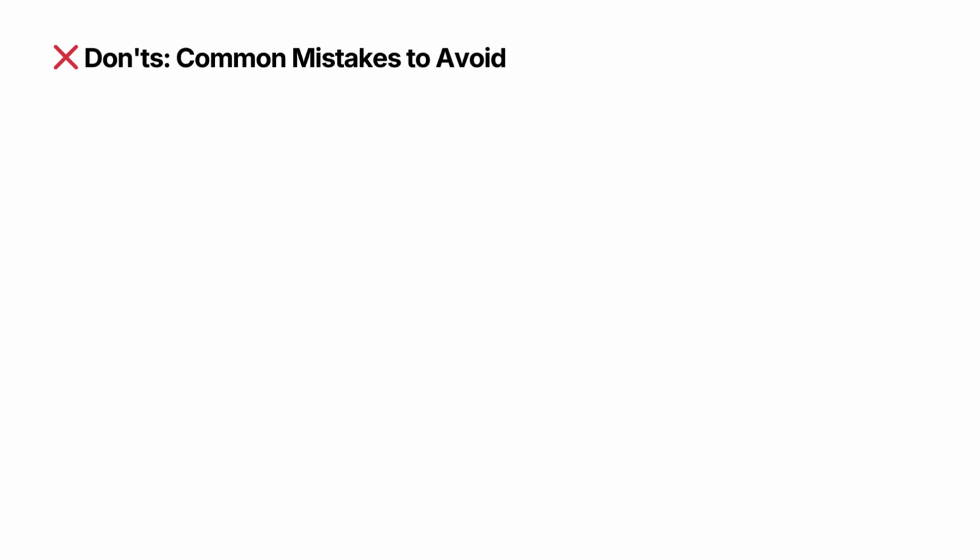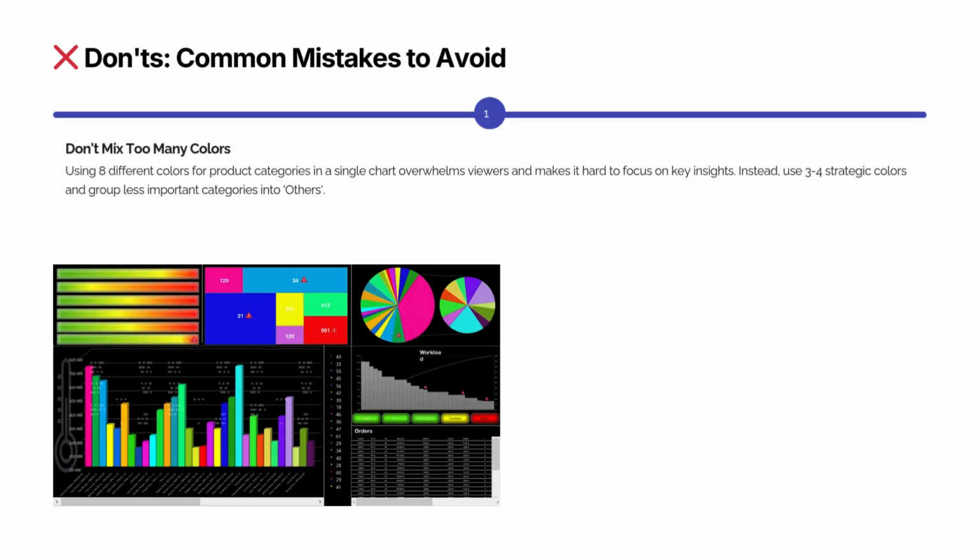Common mistakes to avoid. One of the biggest mistakes in data visualization is mixing too many colors. Using 8 different colors for product categories in a single chart overwhelms viewers and makes it hard to focus on key insights. Instead, use 3 to 4 strategic colors and group less important categories into others.